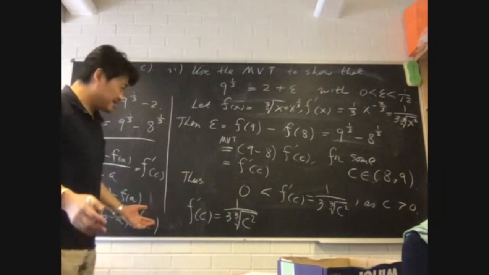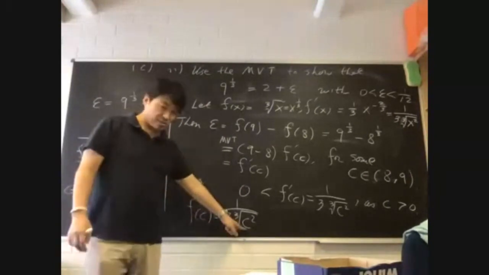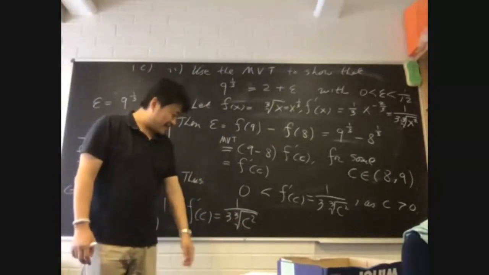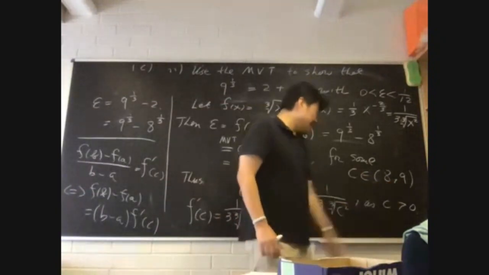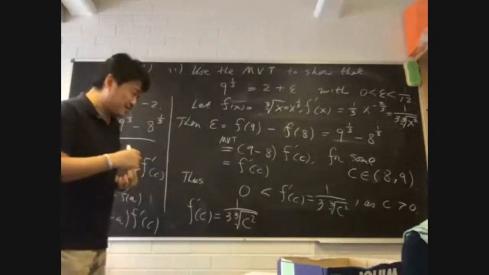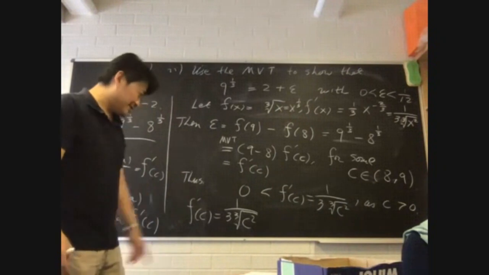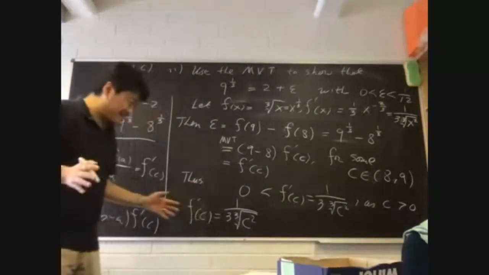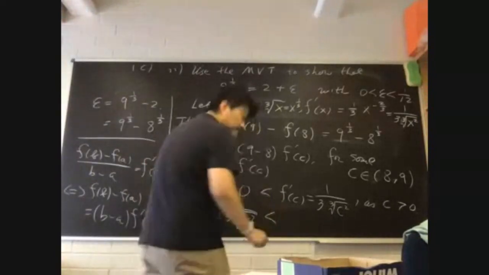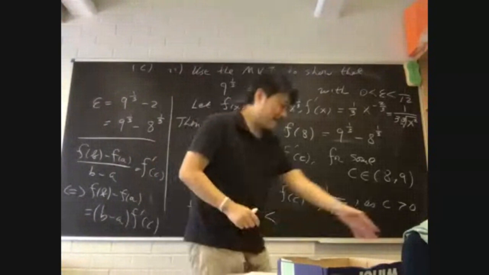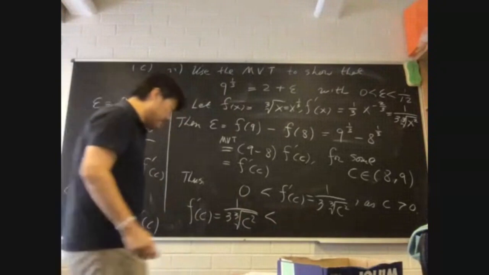Well, how large can it possibly get? Well, this expression is the largest when c is the smallest that it can possibly be. C is in this interval from 8 to 9. So when c is at its smallest possible value, f prime of c is at its largest possible value, right? So when the denominator is as small as possible, then the whole thing is as big as possible, right? So this is certainly less than. C is at least 8, so I'll just put that in. That will certainly give me an upper bound.